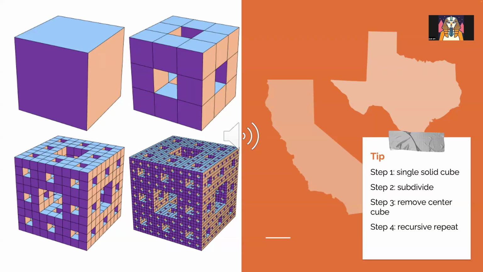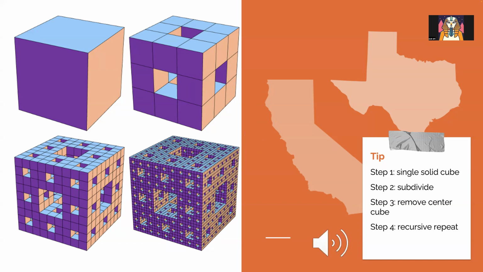Then step three, we remove the center cube from each face. Also remove the core cube in the middle. This leaves us with only 20 cubes in total. And then step four, for each of the remaining cubes, we repeat exactly the same process we did earlier. So we divide, remove, and repeat.